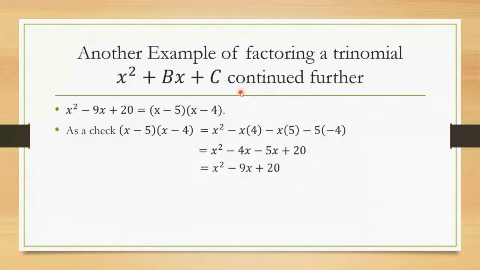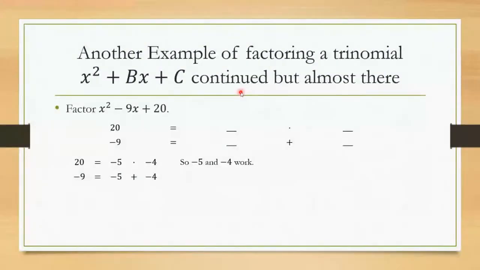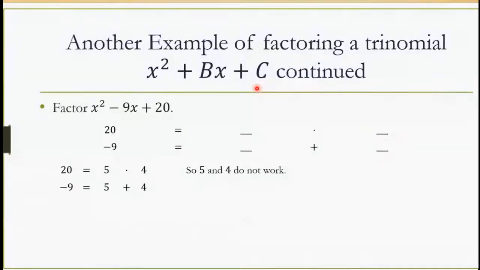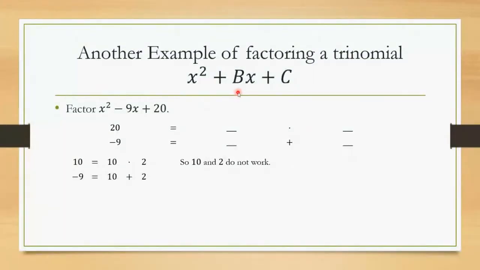Now let me do this example. I think we did it last time, but I just feel better going through it again. So what we have is x squared minus 9x plus 20. Again, we want to factor this, so we want two numbers whose product is 20, and the sum has to be negative 9.